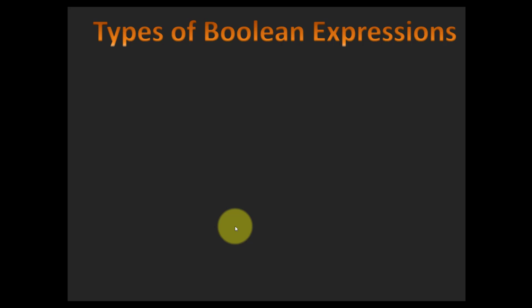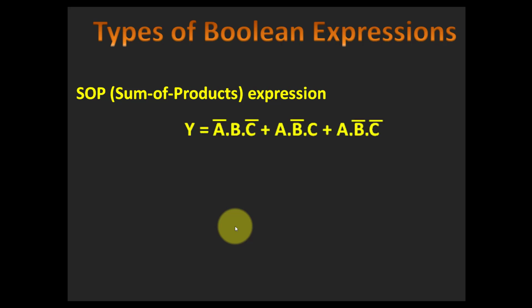Now, what about the various types of Boolean expressions? We can convert any Boolean expression to two types. The first is the sum of products expression. This is an example of a sum of products expression. Here we have the individual products, this one product, another one, the third one, and we are summing them. So this expression is called a sum of products expression.